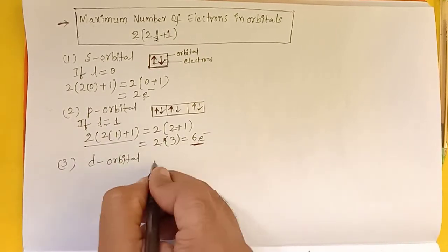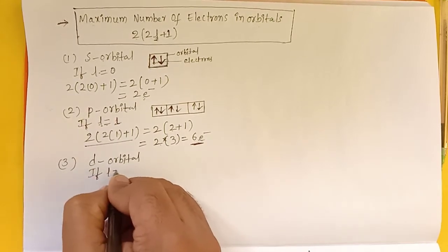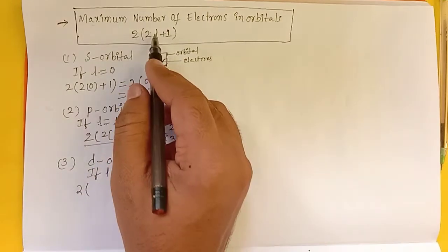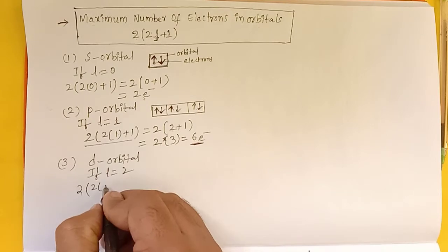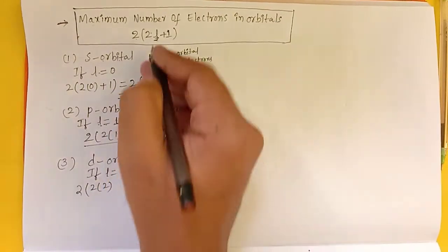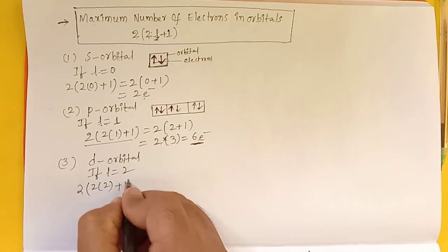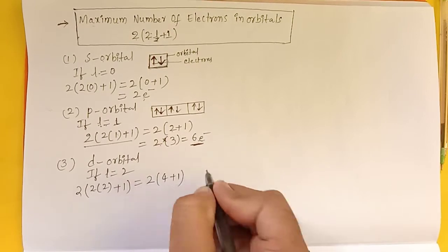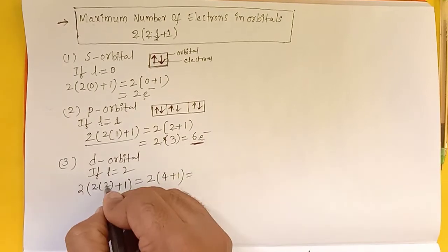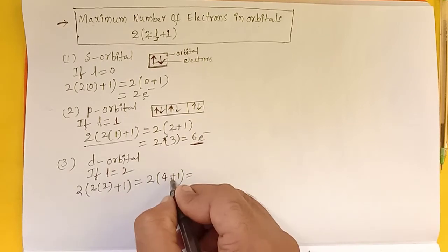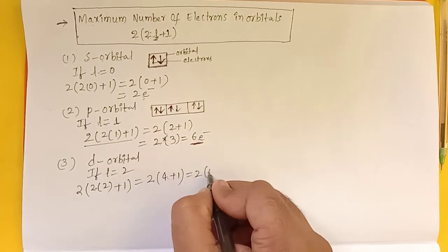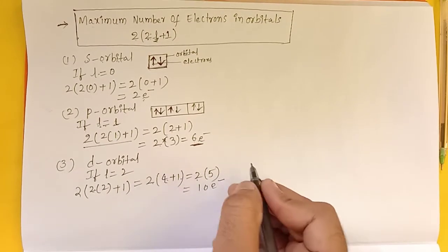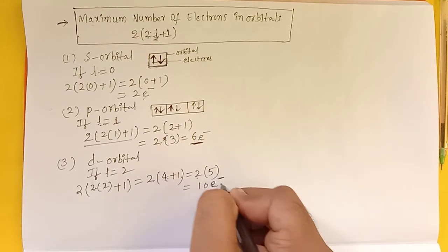For the D orbital, if we have to substitute, what L value should we take? 2. If the L value is 2, substitute L value 2 in 2 of (2L + 1). L is 2, so we take 2 at L, plus 1. So what will you get? 2 2s are 4, plus 1. 4 plus 1 how much? 5. So 2 of 5. 2 5s are 10. How many electrons? 10 electrons.